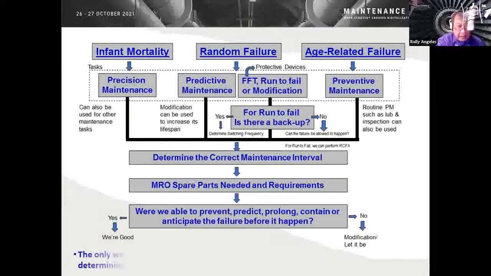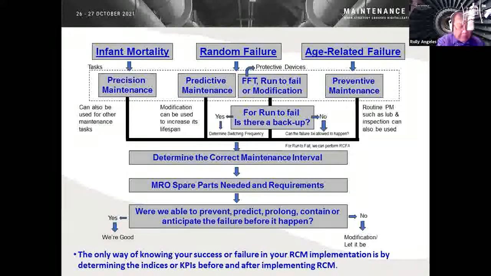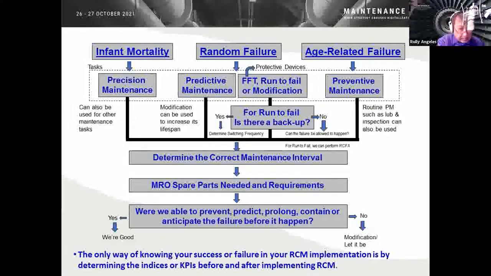So the only way of knowing your success or failure in your RCM implementation is not by the consultants, but by the indices. Before implementing and after implementing, give it, let's say, 3-4 months after implementation, then measure your KPIs: downtime, breakdowns, maintenance cost. These indices will spell your success or failure in your implementation.